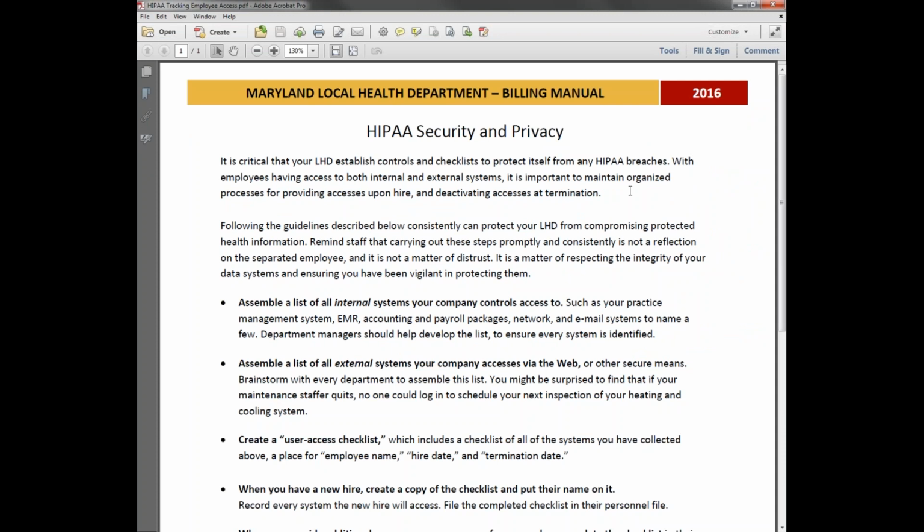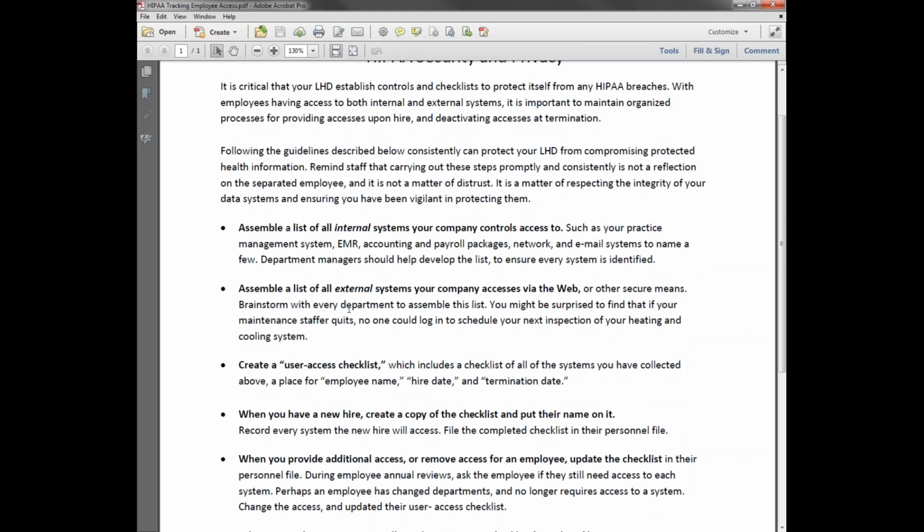All right. Here we have information on HIPAA security and privacy. With the type of information that we're dealing with, patient information, it's important to protect ourselves from any HIPAA breaches. With employees having access to not only internal and external systems, it's important to maintain organized processes for providing accesses upon hire and deactivating accesses upon termination. We've included several guidelines here for the health departments to implement to ensure that they're protected against any HIPAA breaches moving forward.